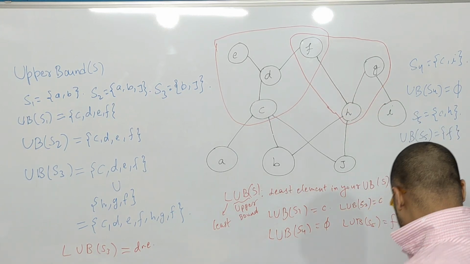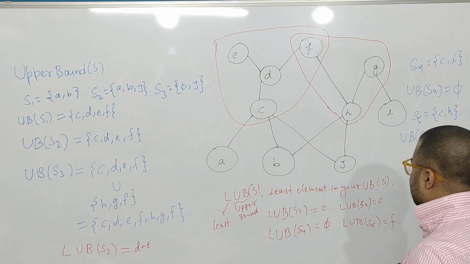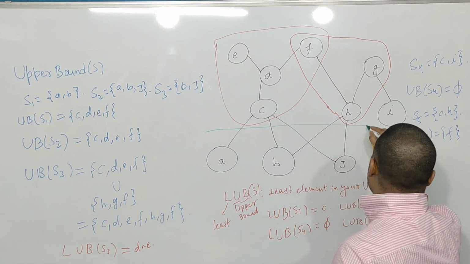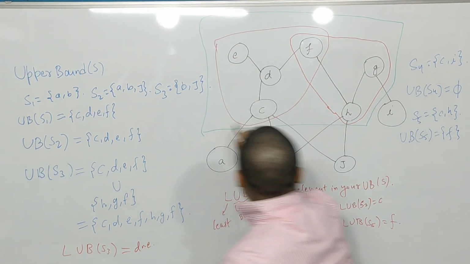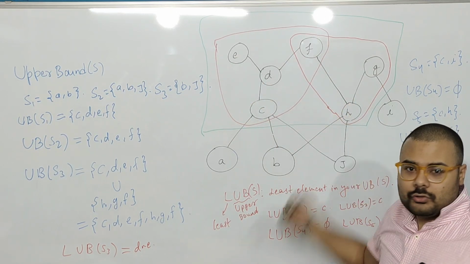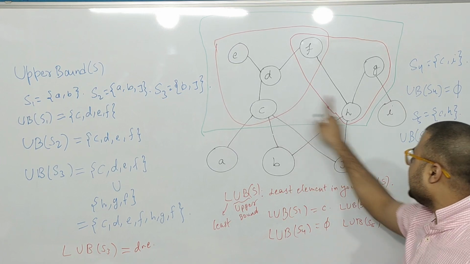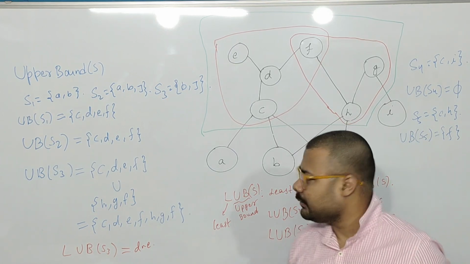If you just look at these elements, there is no least element. C and H are minimal elements, right? So there is no least element.